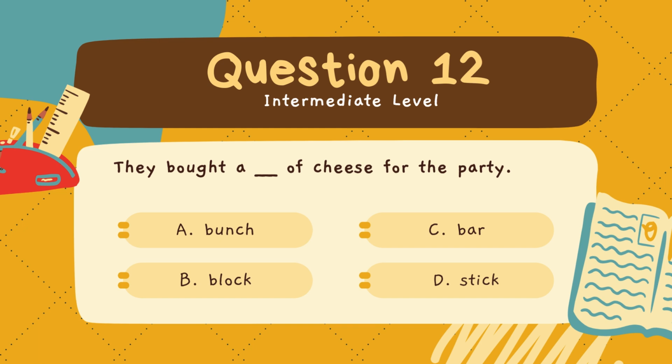Question 12. They bought a of cheese for the party. A. Bunch. B. Block. C. Bar. D. Stick.